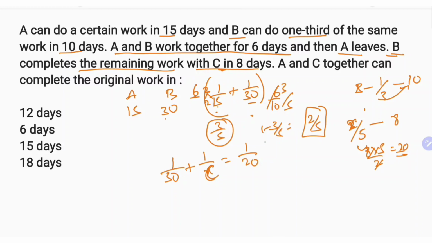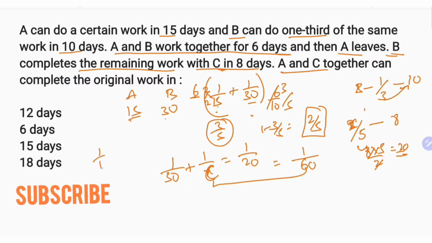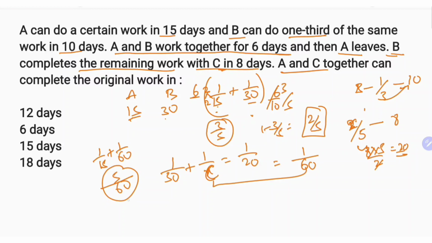Come on. 1 by 20 minus 1 by 30. LCM is 60. 3 minus 2, 1 by 60. So the C value must be 60. A and C can together work in how many days? A's one day work is 1 by 15. C's one day work will be 1 by 60. 1 by 15 plus 1 by 60. LCM is 60. 4 plus 1, 5. 5 by 60 means 12. You understand the procedure first of all. If you do anything wrong in calculation, by practicing more and more you can solve the question. First of all, understand the procedure for cracking any exam.